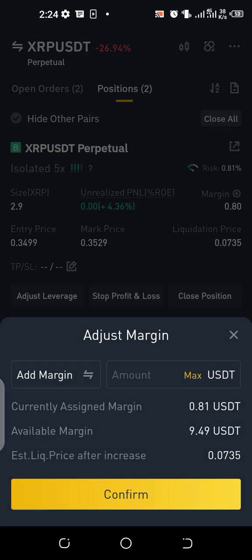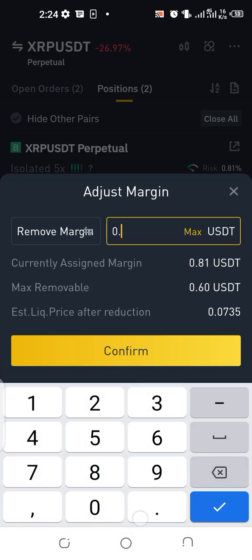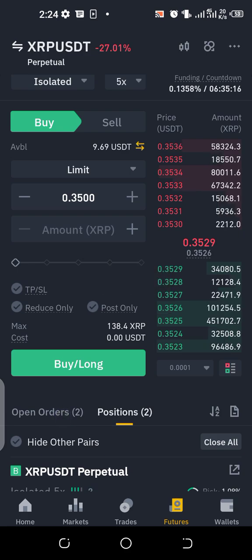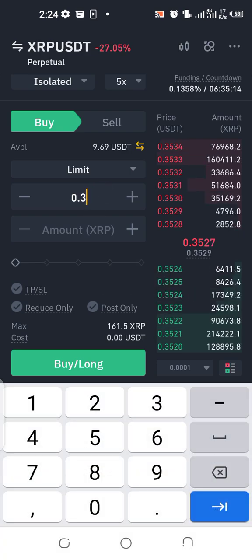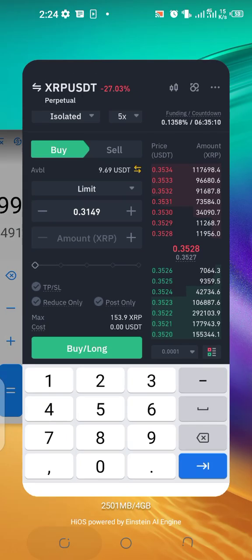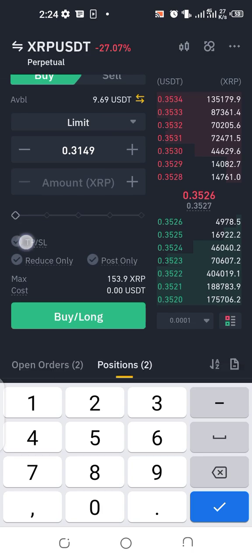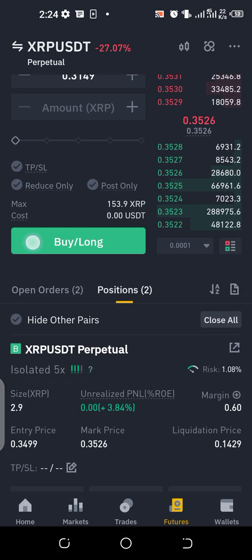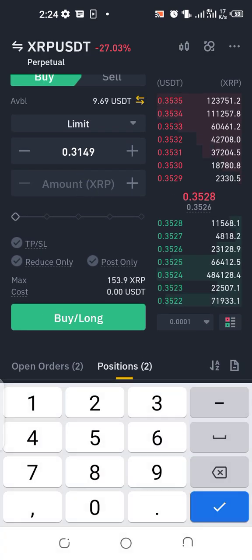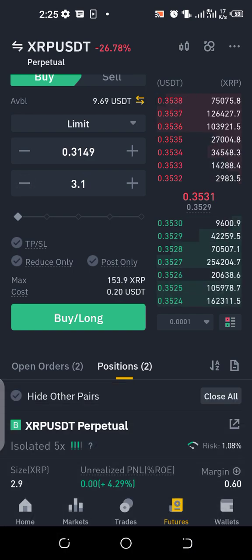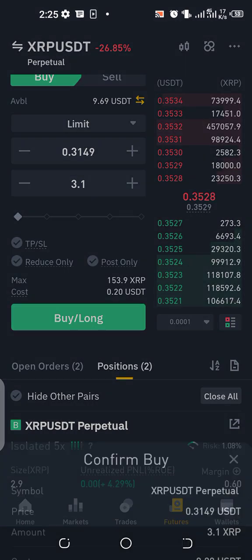I'll remove 0.2 from here, 1/4 of it, right? I use it to place a new order at 0.3149. Is it 3149? Yes, 3149. And so I can place an order for about 3.1. That will give me 0.2 USDT exactly. So I placed that order.